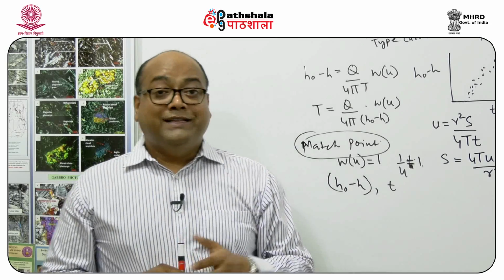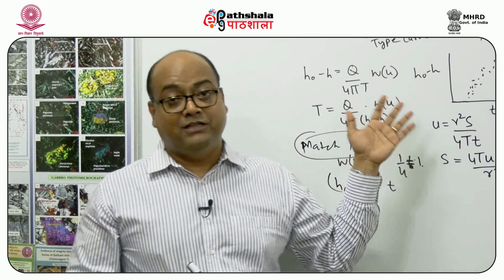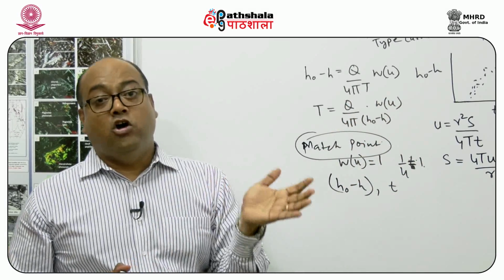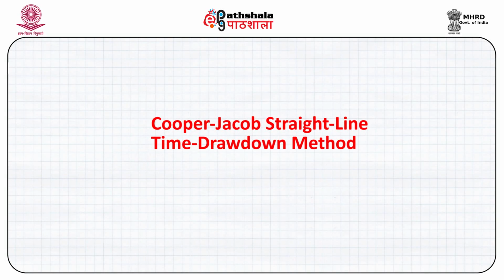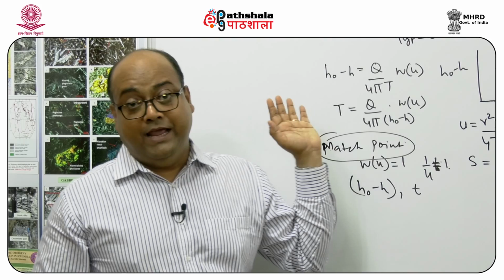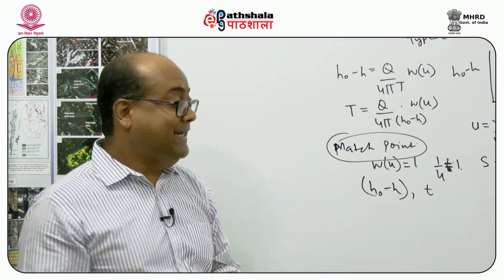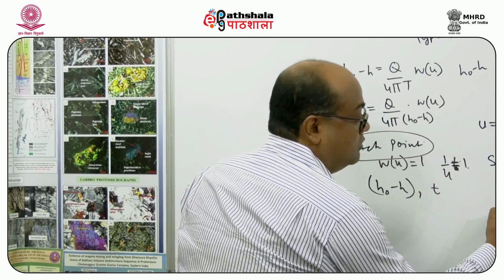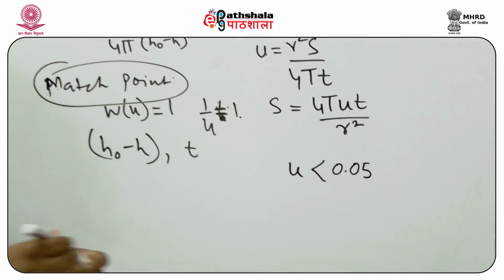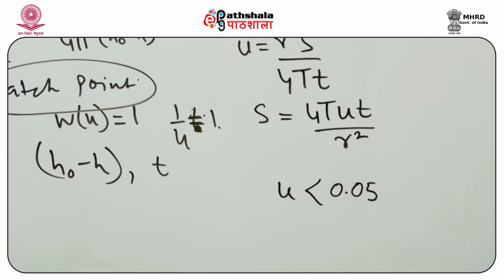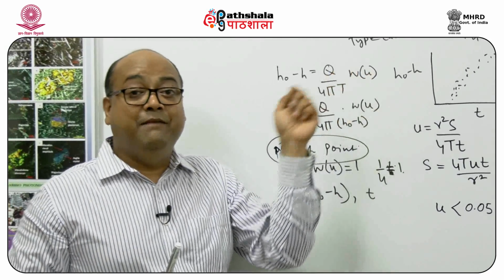So this is what is known as the Theis solution, or the Theis graphical solution. Later on, C.E. Jacob simplified this method a little bit. Under the assumption that if the value of u, which is defined here, is less than 0.05, then the higher order terms of the well function can be ignored.